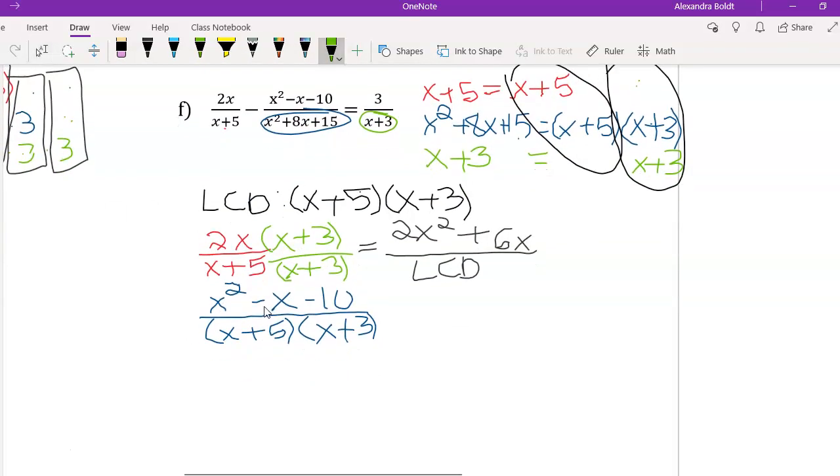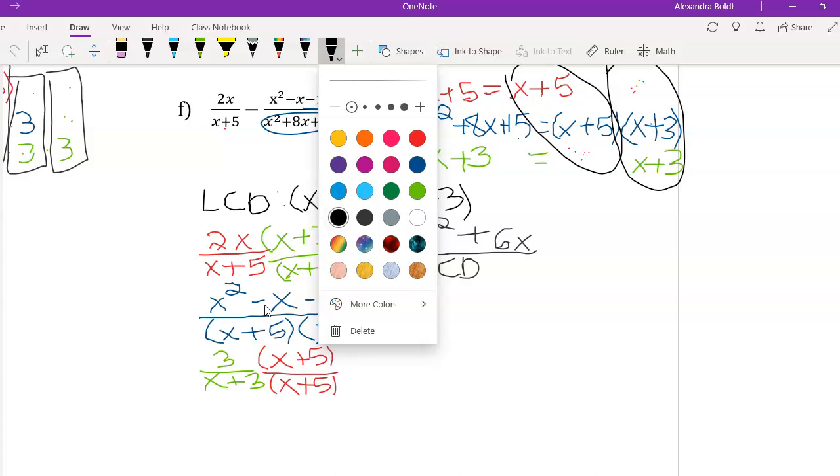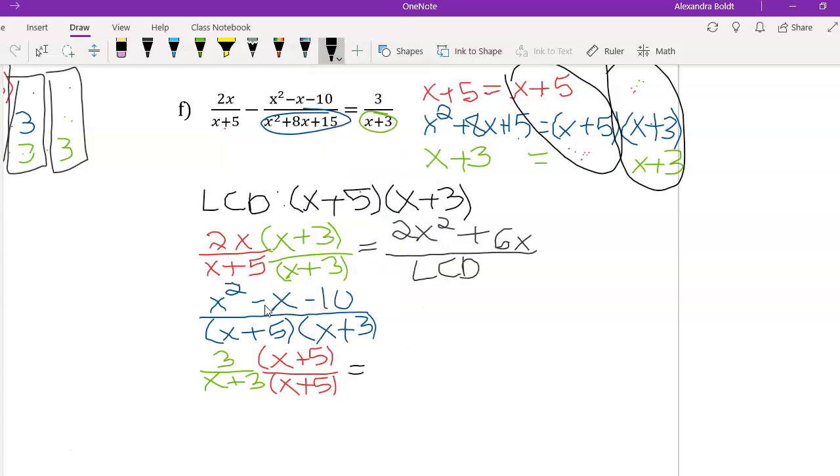And our last one is 3 over x plus 3. It's missing this x plus 5 here. 3 times x is 3x plus 15 over the LCD.